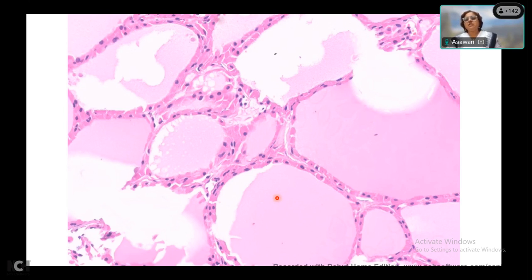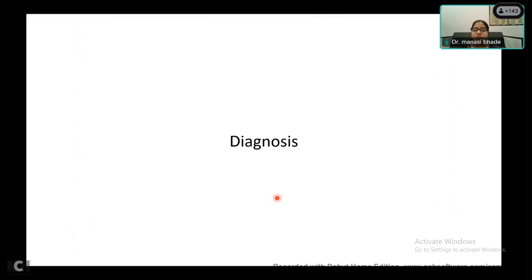Now, in this case, this was a large lobe with nodularity, and it was removed. So, what is your diagnosis in this case? Tell me. Multinodular goiter with adenomatous change. Any differences? Anybody wants to disagree with the diagnosis, or does everybody agree with this?